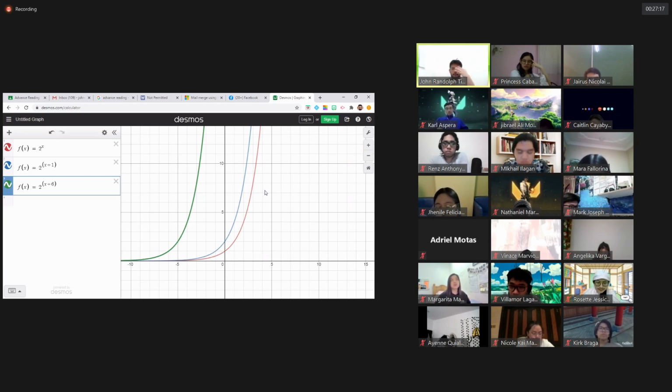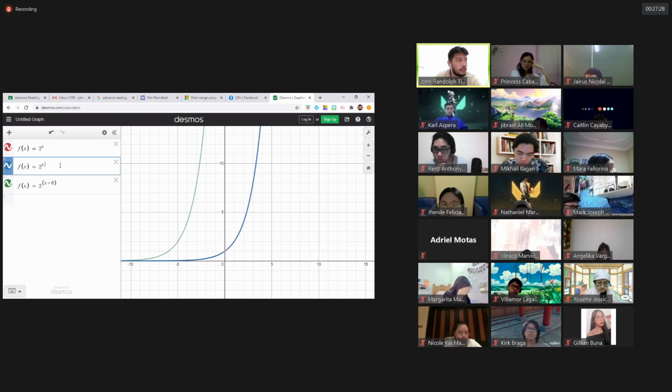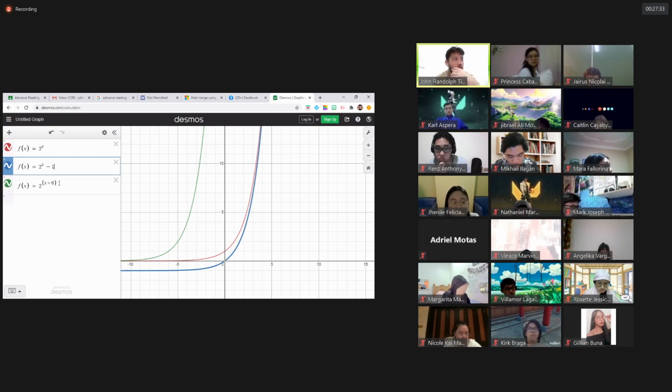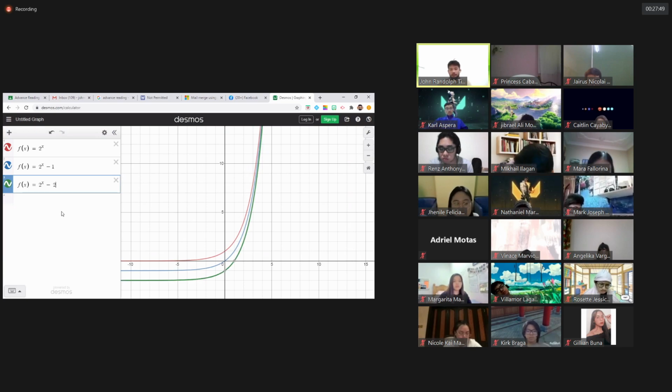Okay, got it? Now, let's go to example number 7. You have f of x equals 2 to the power of x. The other one is f of x equals 2 to the power of x, minus 1. The minus 1 is not the exponent. You have f of x equals 2 to the power of x, but minus 2. Let's look at the form of our graph. Look at the result of the graph. What can you say about the shifting of the graph?